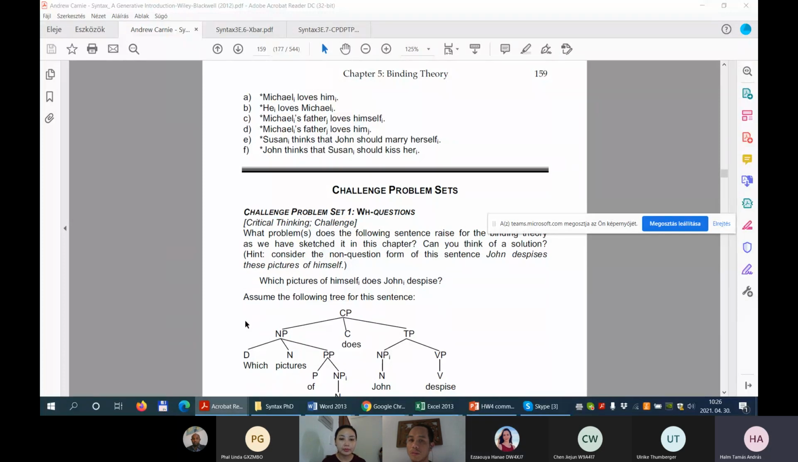So if you compare C and D, right, the difference is that in C, Michael doesn't c-command himself because it's buried deeply within the subject phrase. In D, however, father does c-command him because it's higher up in the structure, so to speak. Okay. All right, thank you to everyone, and let's look at E and F.